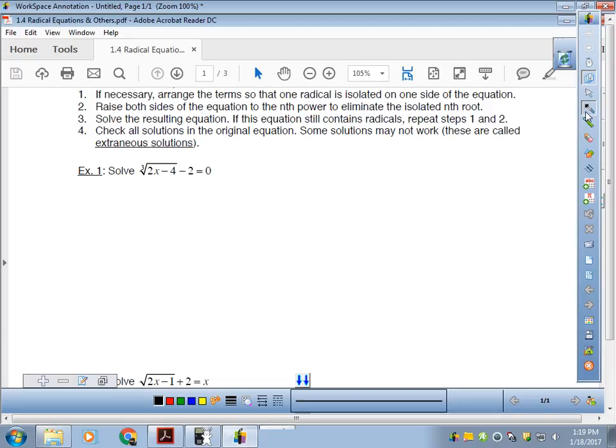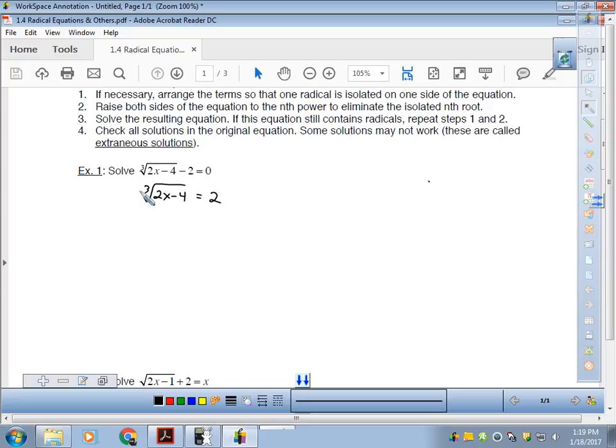So example 1, we have: solve the cube root of 2x minus 4, minus 2, equals 0. We have a radical right here, so this is a radical equation. But the radical is not isolated. There is this minus 2 behind it. So the first thing I'm going to do is add 2 and move that over. And so I'll have the cube root of 2x minus 4 equals, when I add that over, I get 2.